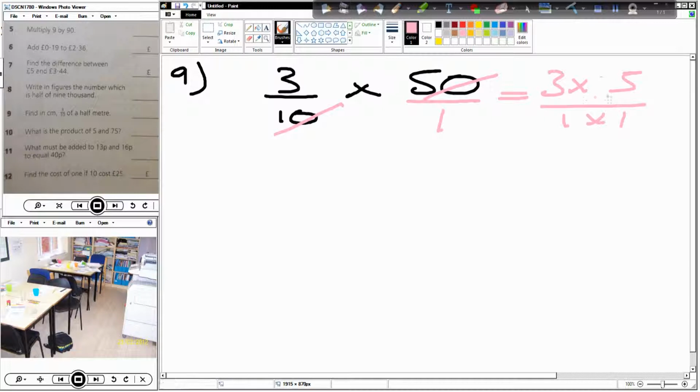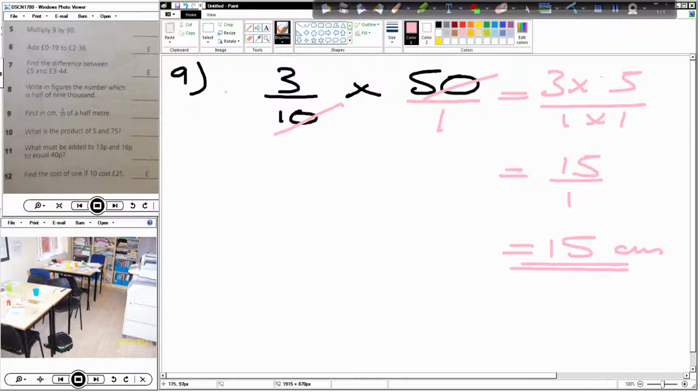Okay. So 3 times 5, no, actually I wrote the answer down. So 3 times 5 is equal to 15. 15 over 1 is equal to 15. And the answer is 15, so 15 centimeters. Done. Question number 9.